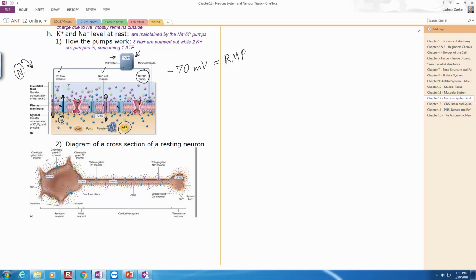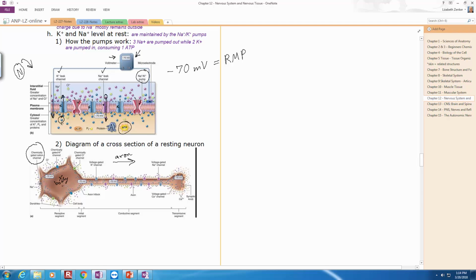If we look at a diagram of a cross-section of a resting neuron, what do you think this more roundy, large area of the neuron is called? That's going to be our cell body, right? So a moment ago, did I tell you what kind of channels are on the cell body? Chemically gated channels are on the cell body. This long part of our cell that goes that direction is called the axon, okay?